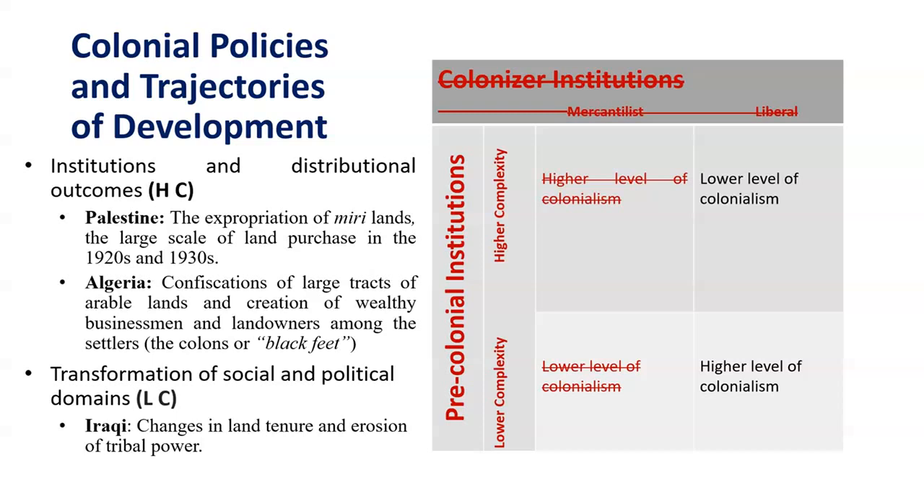We are going to discuss Egypt now and further in the seminar, Palestine and Iraq as well. But quickly, what happened in Palestine was the colonial settlement on the part of the Zionists and the British Authority. It led to land expropriation and large-scale land purchases in the 1920s and 1930s. It affected the post-colonial development trajectory. In Algeria, France as well confiscated large tracts of arable land, and this created a class of wealthy businessmen and landowners among the settlers, and they excluded the native or indigenous population from ownership.